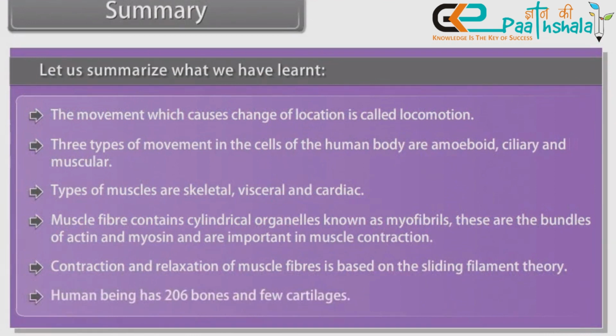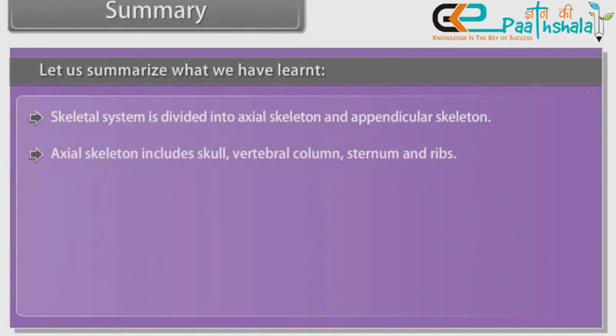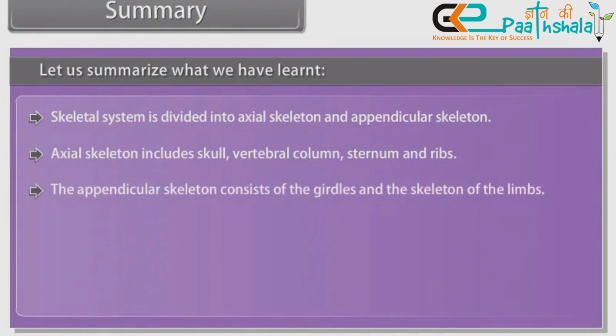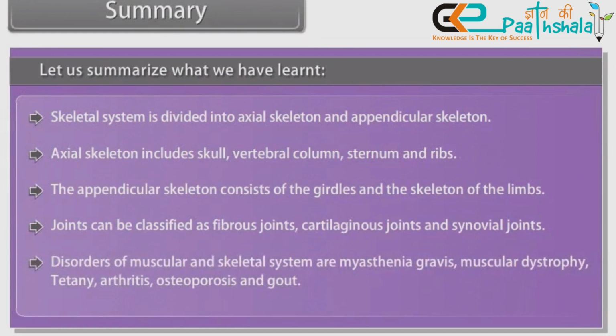Human beings have 206 bones and a few cartilages. The skeletal system is divided into axial skeleton and appendicular skeleton. Axial skeleton includes skull, vertebral column, sternum and ribs. The appendicular skeleton consists of the girdles and the skeleton of the limbs. Joints can be classified as fibrous joints, cartilaginous joints and synovial joints. Disorders of muscular and skeletal system are myasthenia gravis, muscular dystrophy, tetany, arthritis, osteoporosis and gout.